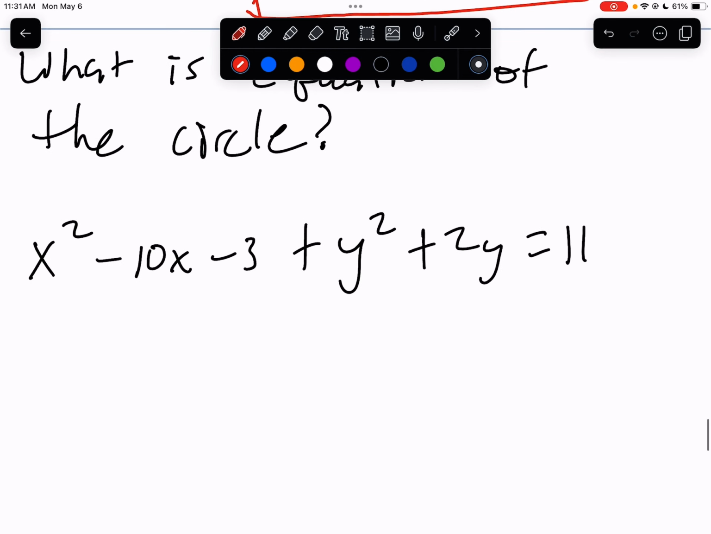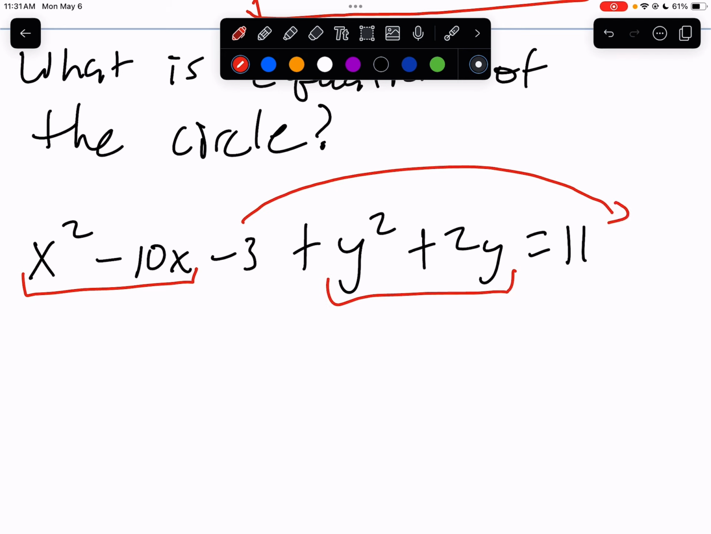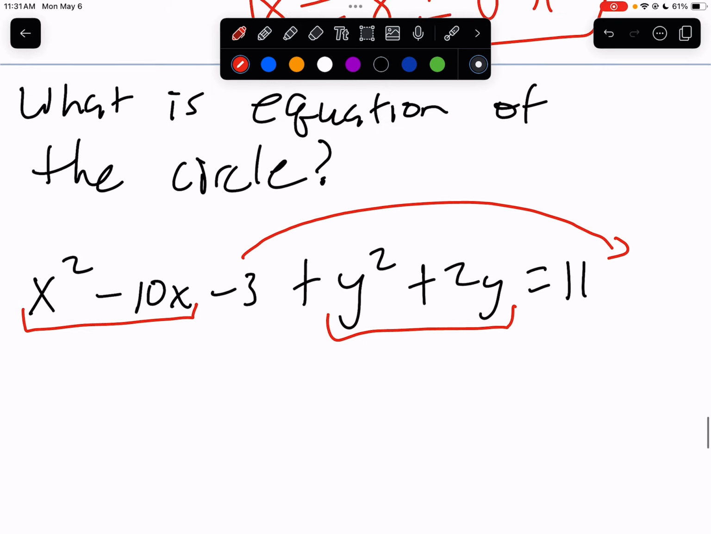We're going to have to complete the square a couple of times. So we're going to complete the square on this. We're going to complete the square on this. We're going to move the 3 out of the way. So we're going to do a perfect square for x's. We're going to do a perfect square for y's, and then equals the constants.